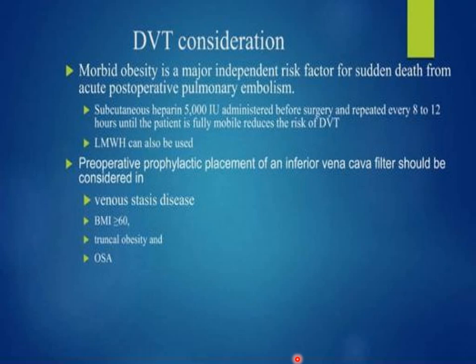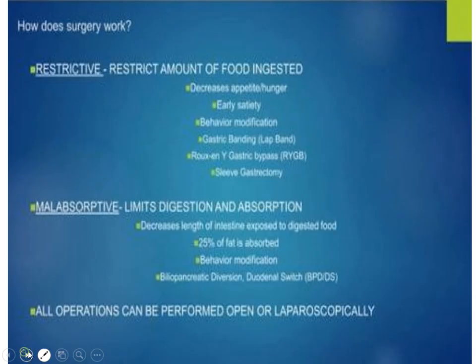Pre-operatively, prophylactic placement of an inferior vena cava filter should be considered in those who have venous stasis disease or a body mass index more than 60. It means morbidly obese patients, and those with obstructive sleep apnea and truncal obesity. In those patients, we prefer to place an inferior vena cava filter.